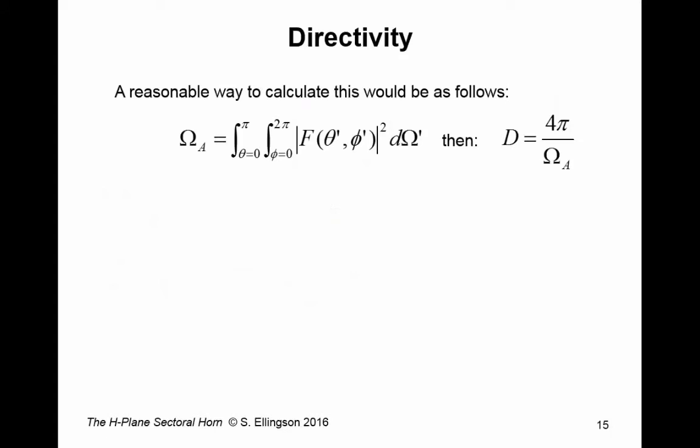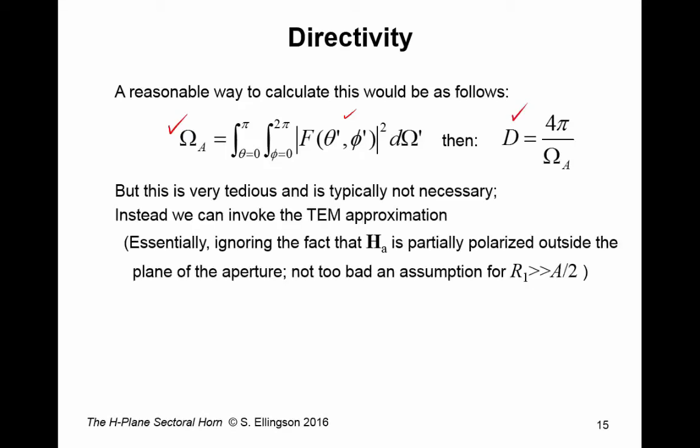Now, as usual, we're interested in directivity. So I'll just remind you, a completely reasonable way to calculate the directivity for this would be to first compute the beam solid angle. That's simply integrating over the square of the normalized pattern. And then to compute the directivity using 4 pi over beam solid angle. In this case, it's pretty tedious and not really necessary. It's tedious because you have to integrate to get the normalized pattern function, and then you have to integrate again to get the beam solid angle.